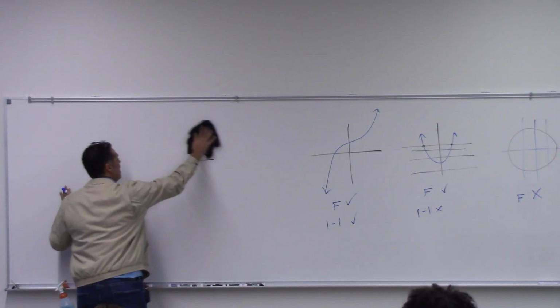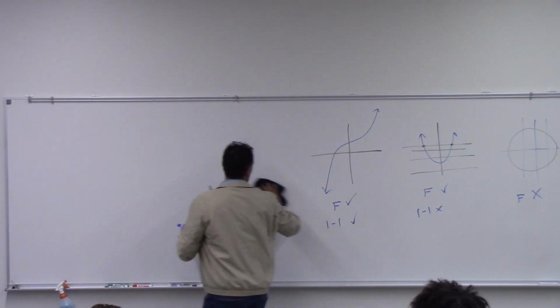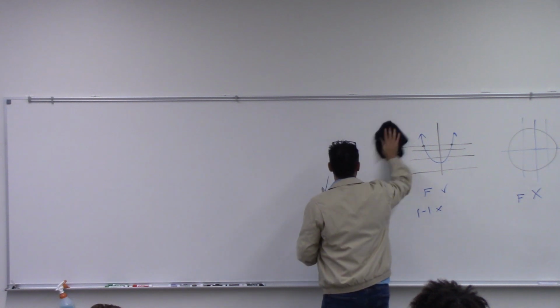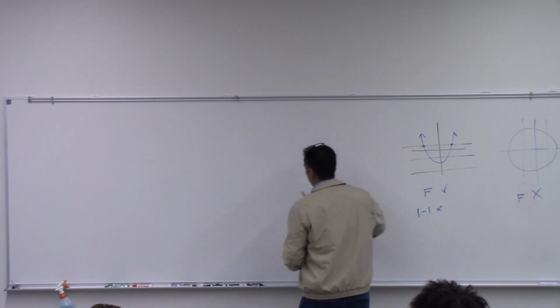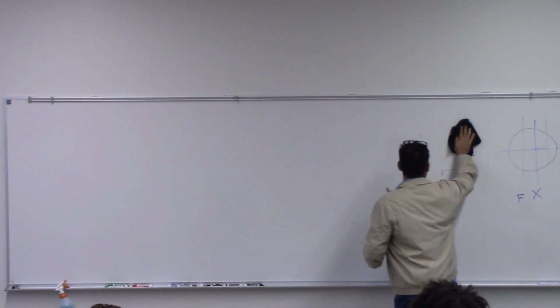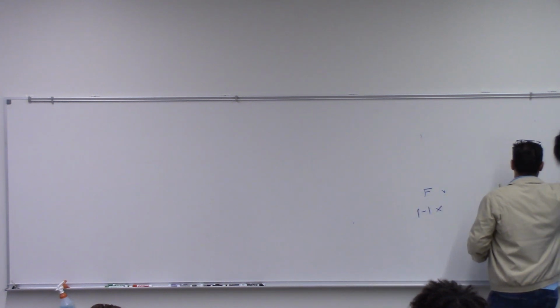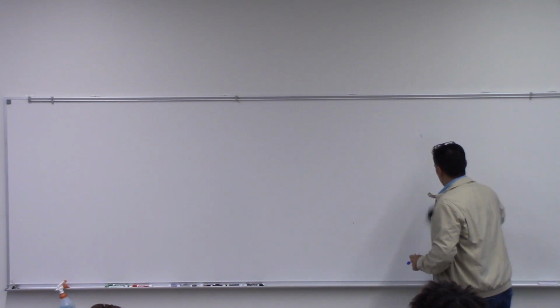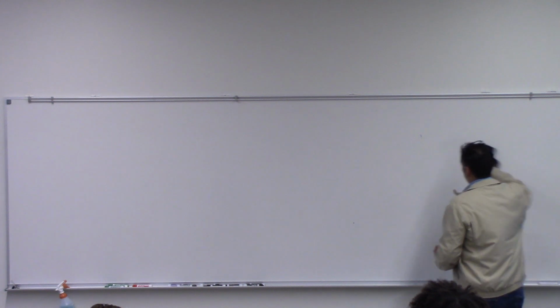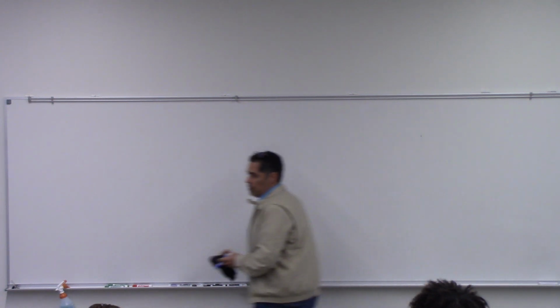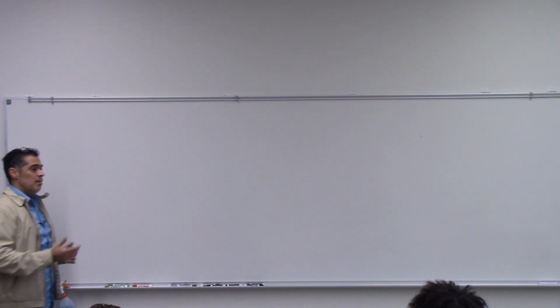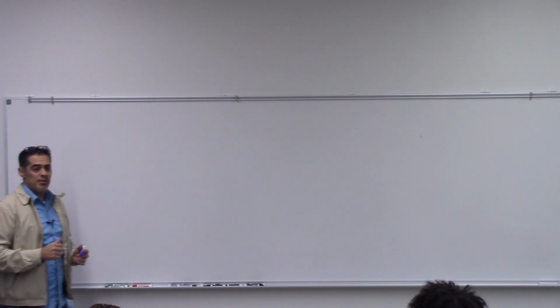All right, so right now we're just generally talking about what the idea is of one-to-one. Next idea. From this concept of one-to-one, we have this definition of what's called an inverse function.